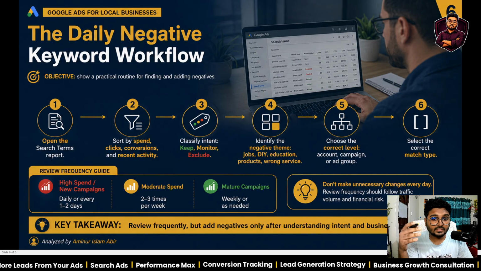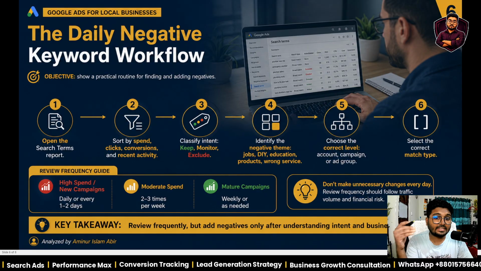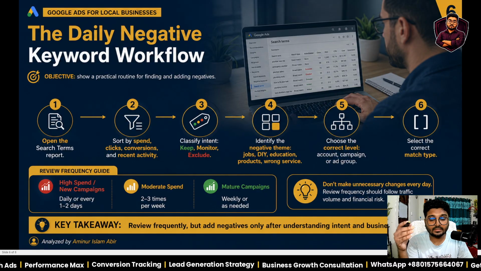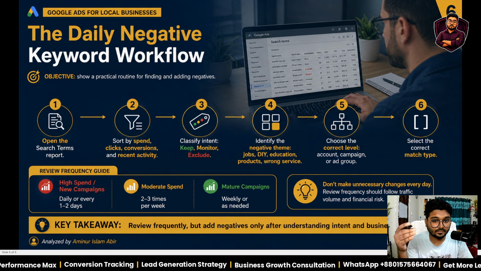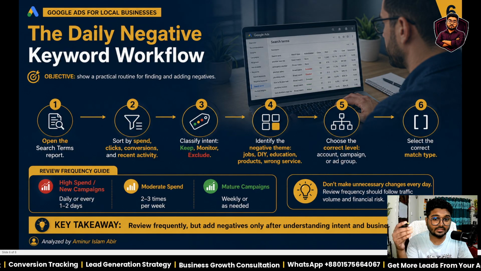The third step is to classify the intent. Use three simple groups: keep, monitor, and exclude. Keep searches with clear buying intent. Monitor searches that are relevant but uncertain. Exclude searches whose goals clearly conflict with the business.